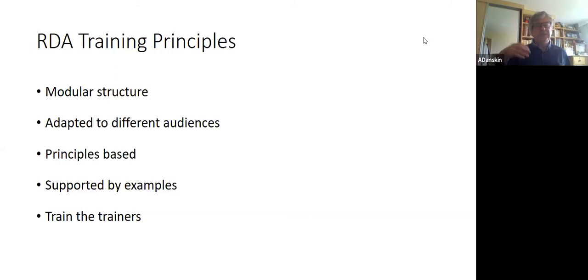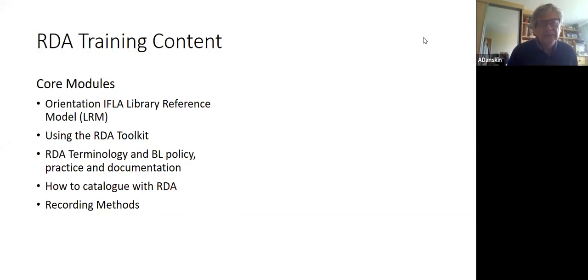But our principles are that our internal training, which we will make available externally as well, will have a modular structure. It will be adapted to different audiences. It will be principles based and supported by examples. Our general approach will be to train our trainers first so that they can train their staff. The content is not nailed down yet, but it looks something like this. Core modules to cover orientation around the IFLA reference model and using the toolkit, RDA terminology, BL policy and practice documentation. And then just how to catalogue with RDA using the workflows. And then we'll also be covering the different recording methods as part of that.